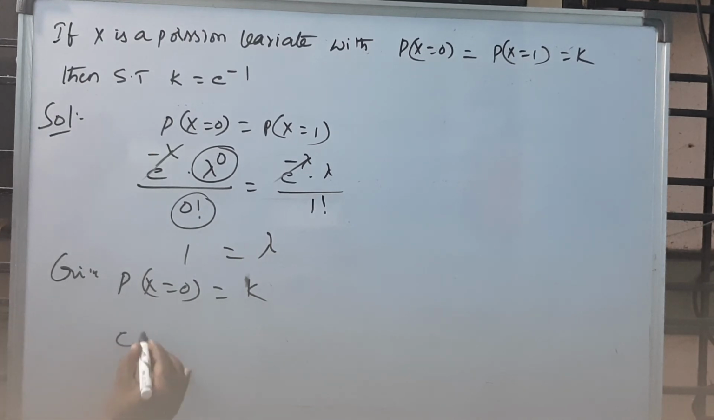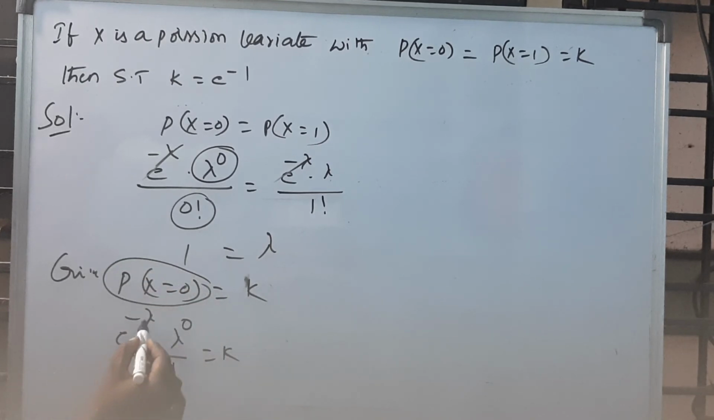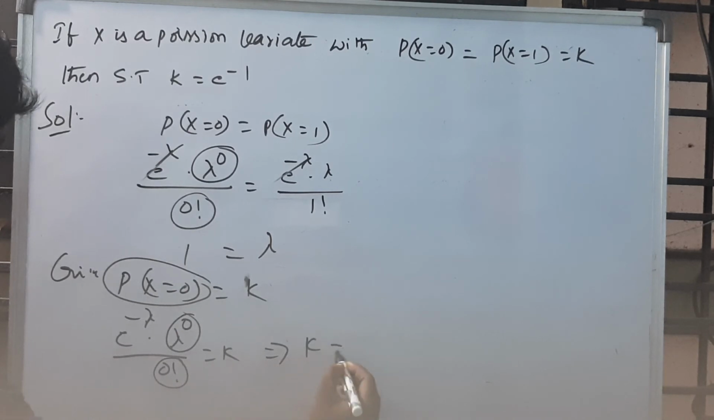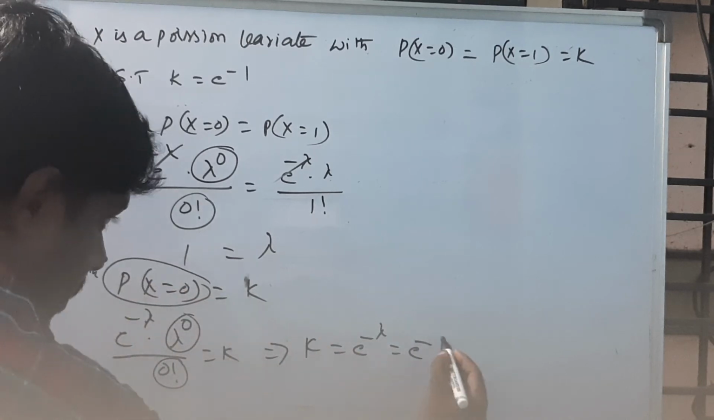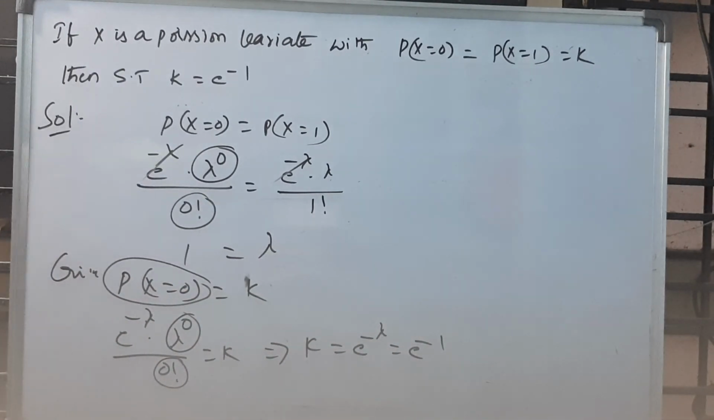So e power minus lambda into lambda power 0 by 0 factorial is equals to k. From Poisson law, e power minus lambda into lambda power 0 by 0 factorial, lambda power 0 is 1, 0 factorial is also 1, so that implies k is equal to e power minus lambda. Lambda value is 1, so that is equal to e power minus 1. Okay.